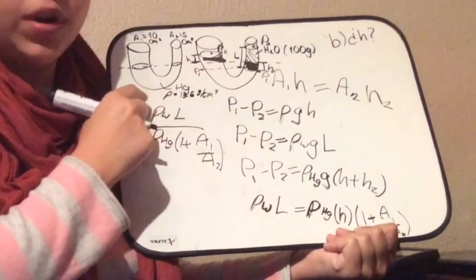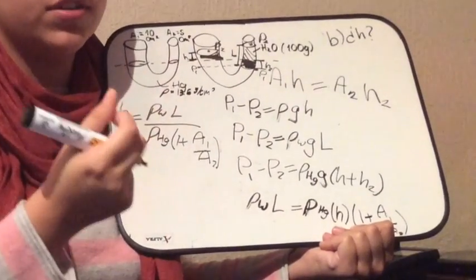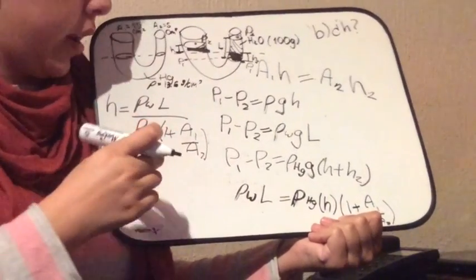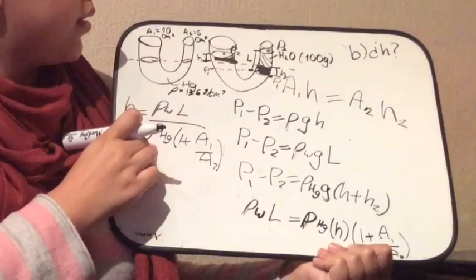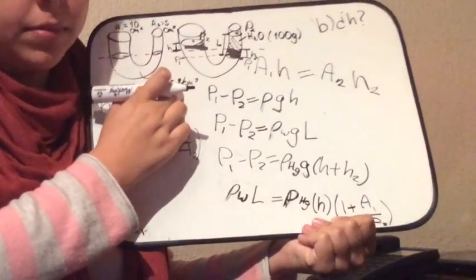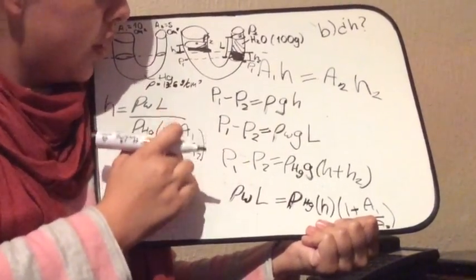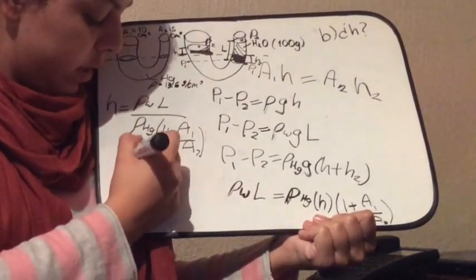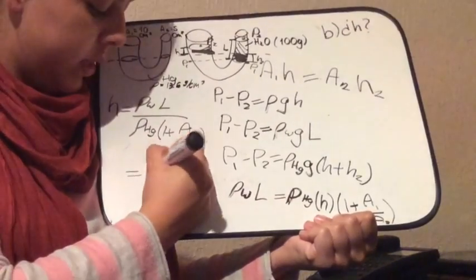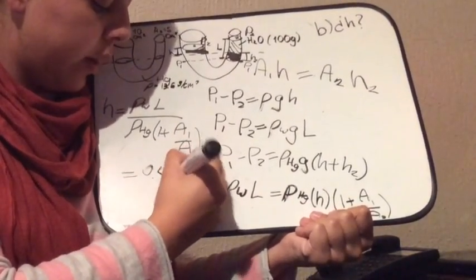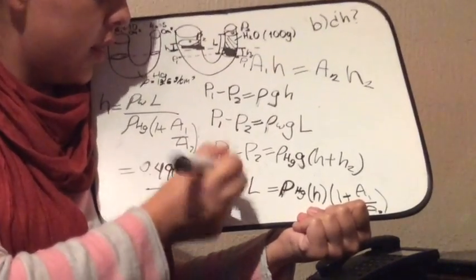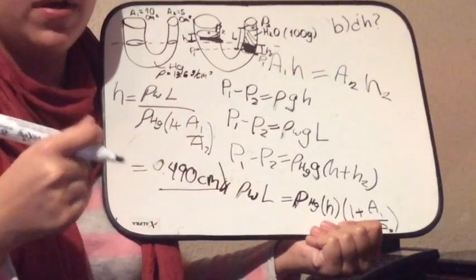So if we substitute here, we know that this value equals 1, as we're using centimeters and grams. This value equals 20, as we calculated it before. This value equals 13.6, as the problem states. And these values equal 10 and 5. So after substituting all of these, our final answer should be 0.490 centimeters, which is the distance h that mercury goes up once the water is added. And that's all for this problem. Thank you.